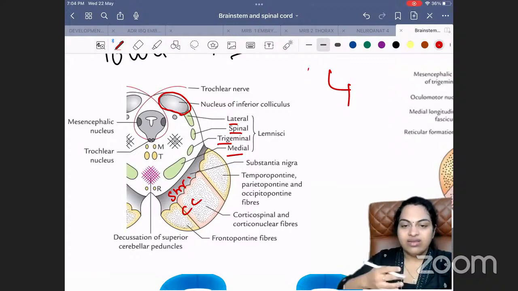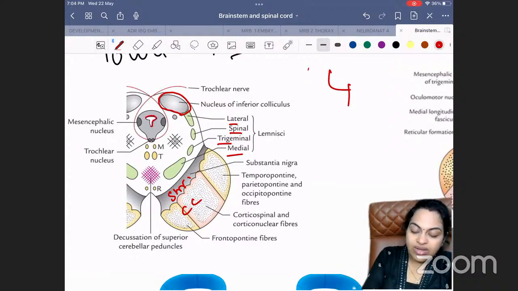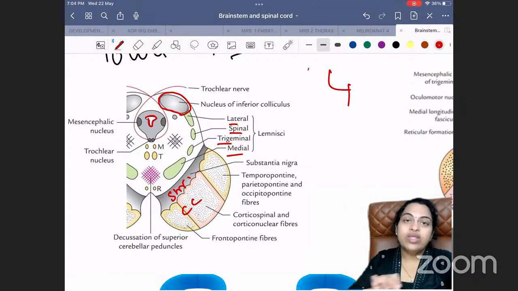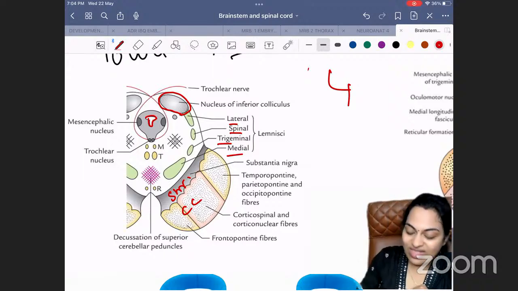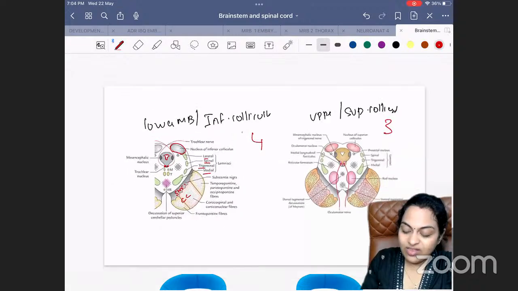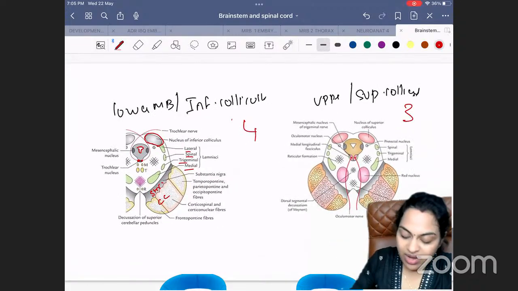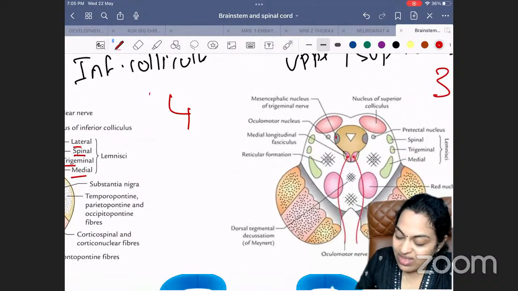Okay. And another interesting feature, this is the cerebral aqueduct. This gray matter surrounding the cerebral aqueduct we call the periaqueductal gray matter, where you will see the trochlear nucleus. And irrespective of whether upper or lower midbrain, you will get to see the mesencephalic nucleus. Can you see the mesencephalic nucleus in the periaqueductal gray?